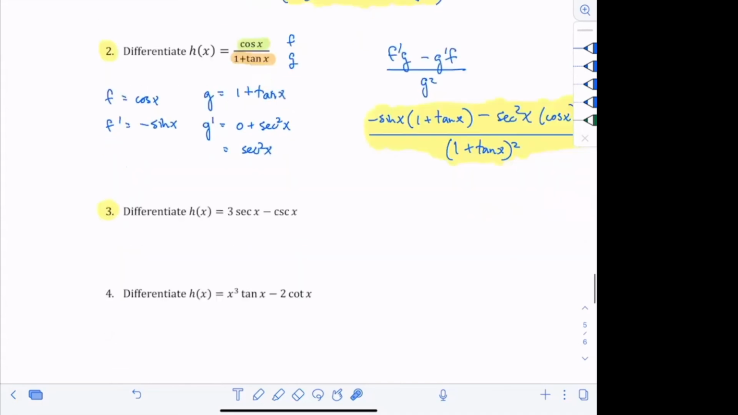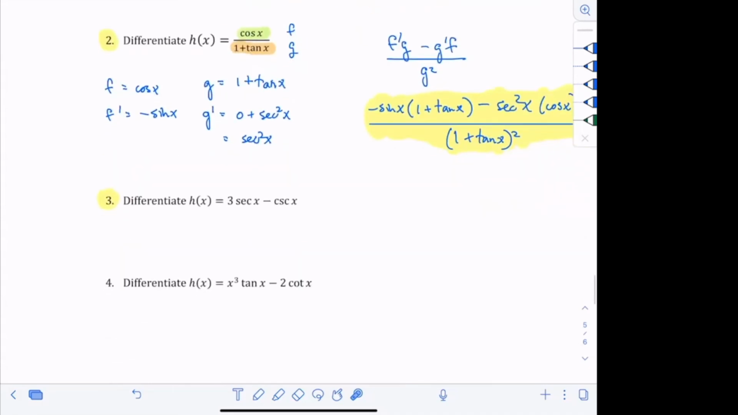So for this last one, I'm just going to do this one for you real quick. This is just a constant multiple rule. So each of these are the 2 trig functions that are in their own derivatives. So when I go to calculate h prime, I have a constant multiple rule. So the 3 just stays there. The derivative of secant x is secant x times tangent x. And then I'm going to have minus the derivative of cosecant x, which is negative cosecant x cotangent x.